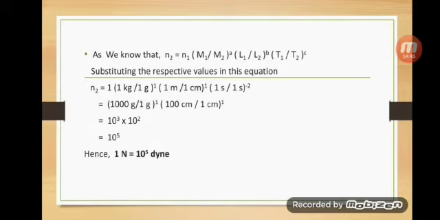(1000 gram by 1 gram) to the power 1, (100 centimeter by 1 centimeter) to the power 1. Gram cancels out here and centimeter here, and what is left? 1000, here 100. 1000 means 10 to the power 3, 100 means 10 to the power 2. Therefore 10 to the power 3 into 10 to the power 2 is equal to 10 to the power 5, and hence 1 Newton is equal to 10 to the power 5 dynes.